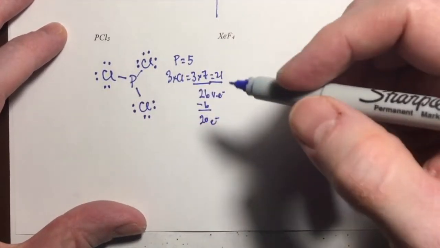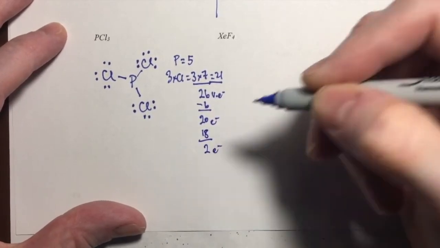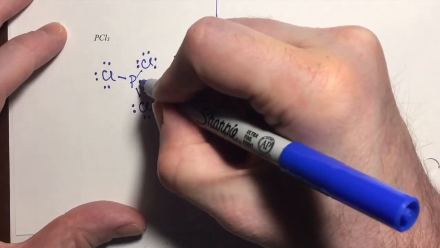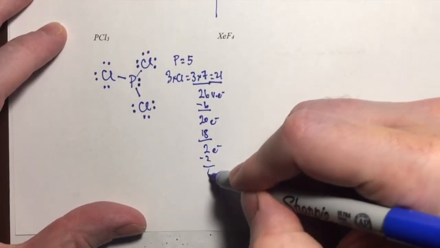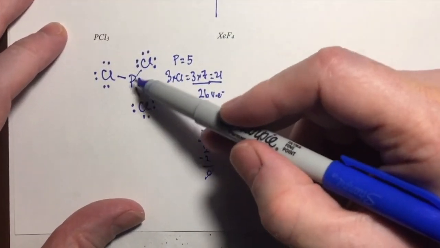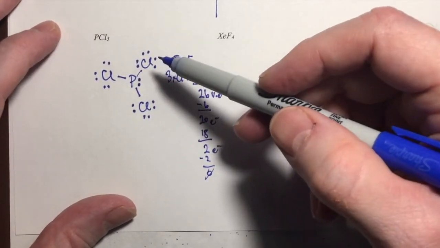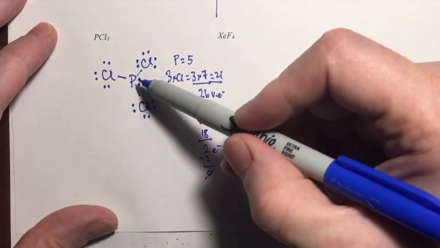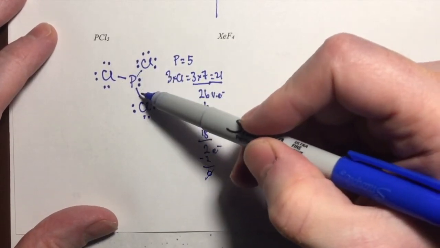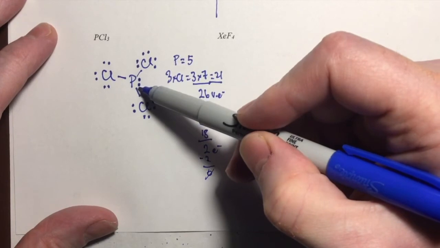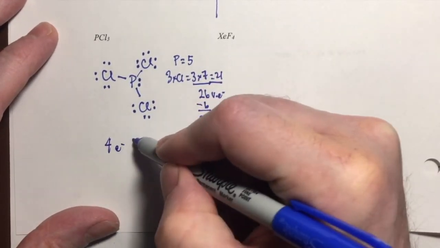So I've distributed 18, and it leaves me 2 left. Those go on the central atom to satisfy the octet of the central atom. So there's my Lewis structure for PCl3. How many electron domains do I have around the central atom? 1, 2, 3, and that electron pair right there is 4. So 4 electron domains.